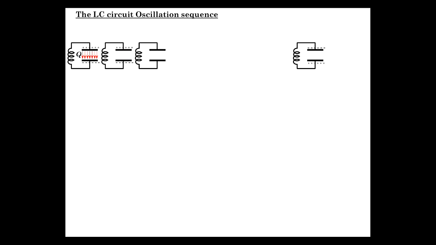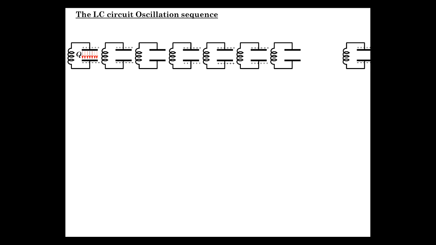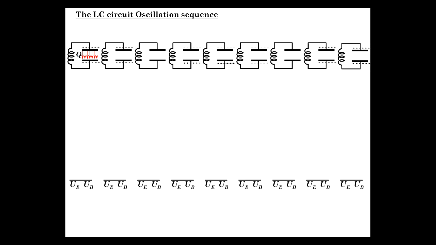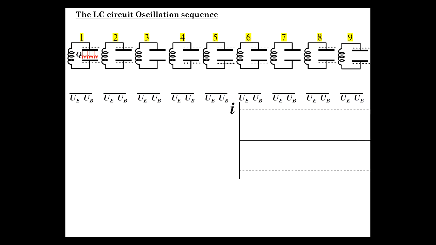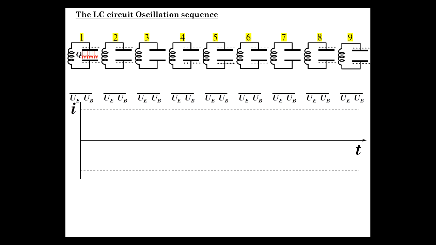I would now like to try and provide an intuitive feel for the way in which the LC circuit oscillates. So what we're going to do is look at one complete cycle, one oscillation, and we're going to split that sequence into 9 different parts and graph the current.